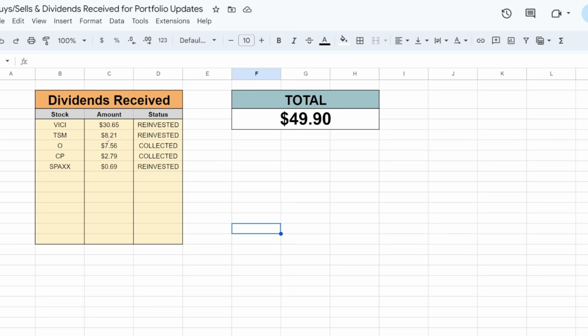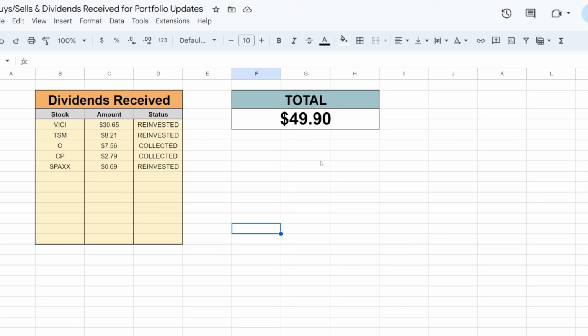I collected an $8.21 Taiwan Semiconductor dividend, which I reinvested. I collected both Realty Income and Canadian Pacific's dividend. Obviously didn't reinvest because I sold out of those two, and I reinvested my interest back into my interest position. So $49.90 of dividend income over the month, all reinvested back into my portfolio.